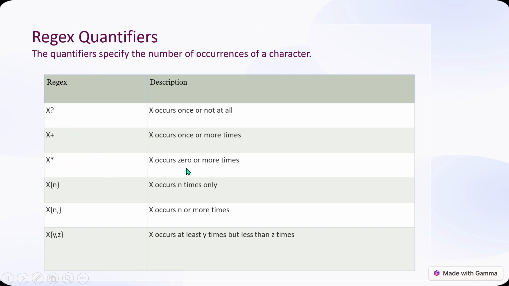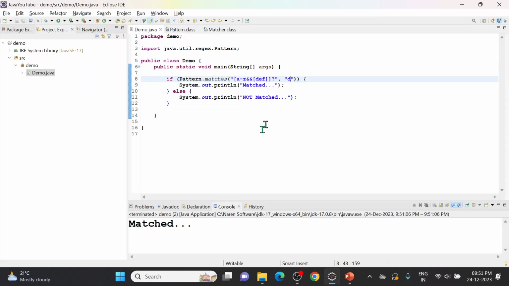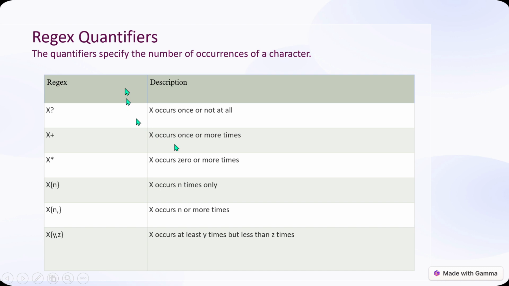Then star means X occurs 0 or more times. If you want to provide 0 or more, you can use star. Now it will work. If you give DE, it will work. If you give D also, it will work. But if you remove the star and give DE, it won't work, because we are saying it is one character only. With star, you are saying either 0 or multiple characters. So these are quantifiers.